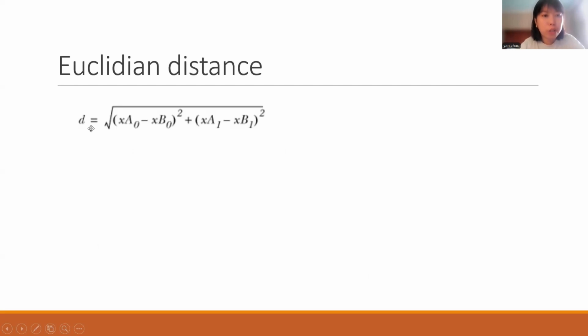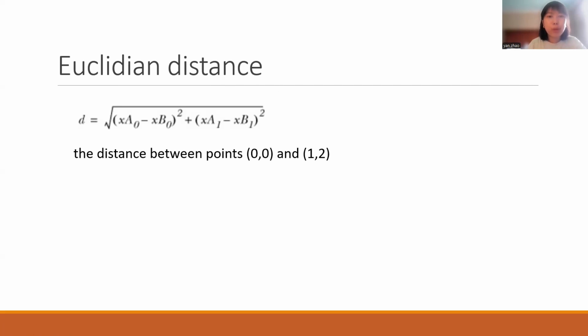This is the formula of the Euclidean distance. I won't cover this in our class because I believe you already learned it in your math class, but we will do a quick practice here. Is that okay? The distance between points (0, 0) and (1, 2). How should we calculate their Euclidean distance? Oh, yes. I'm glad you still know how to do the calculations.